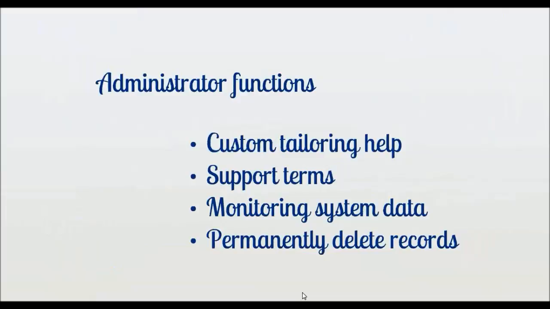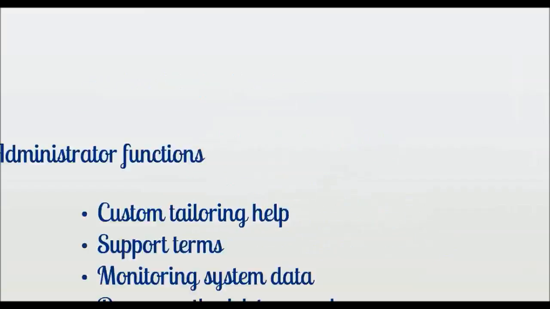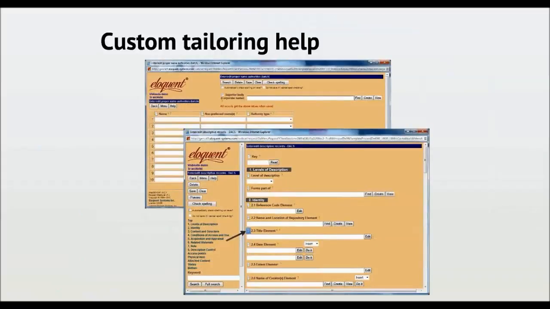With administrator functions, you can do a number of other things. Custom tailoring the help, changing the support term drop-downs, monitoring your system data, and permanently deleting records. Custom tailoring that help is really easy. You just need to go in to define groups and make sure you save one of those groups with a yes option on that translate ability. And then every time that person logs in as a member of that group, they're going to see these little document icons, and they'll be able to make some changes on the fly.